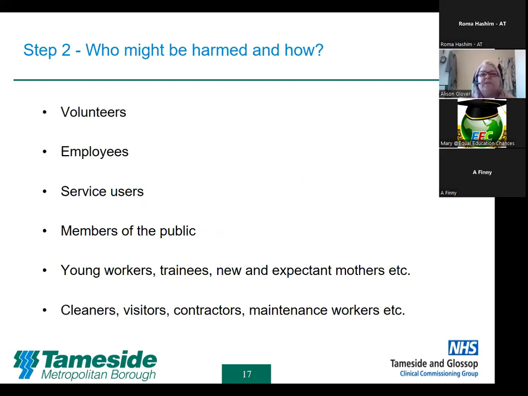So when we come to the next aspect, we've identified the hazard, and then we need to look at who might be harmed and how. And this is where we're looking at the risk. So when we think about who might be harmed, first of all, it's your volunteers, it's your employees, it's your service users, it's any member of the public who may be in the vicinity of what you're doing that may be affected by what you're doing.